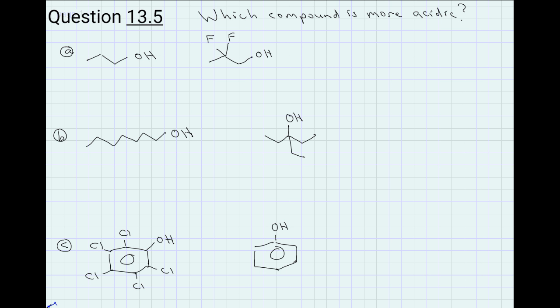So if we look at 13.5 question A, you can see first we have this propanol, and then we have this compound that has two fluorines on it. You probably already know that because of the electron withdrawing nature of fluorine, because it is the most electronegative element, the conjugate base is going to be more stabilized due to the electron withdrawing effects of these fluorine atoms. So this will be the more acidic of the two alcohols. So I'll just put more acidic there.